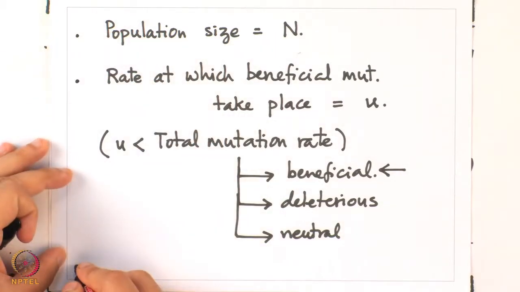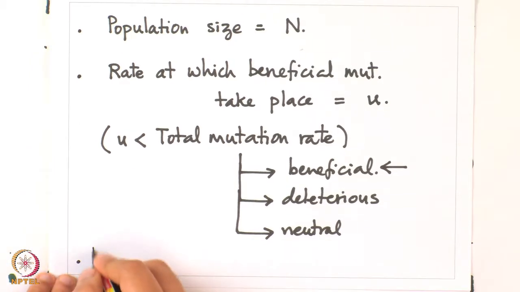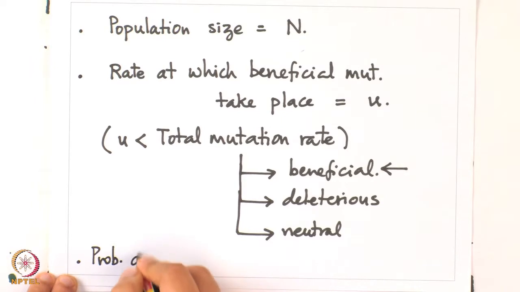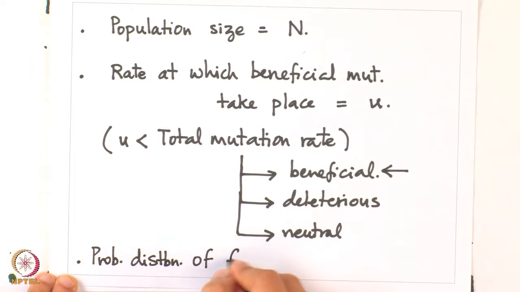And the third very important factor that we have to take into account is the probability distribution of fitness of a mutation.